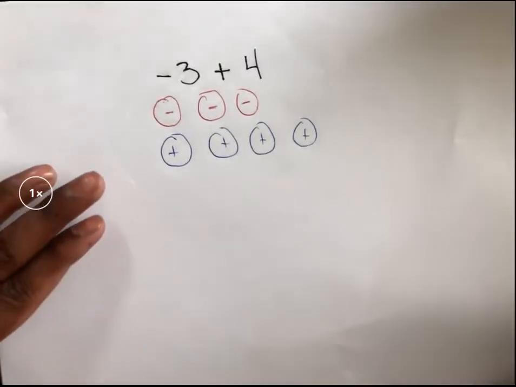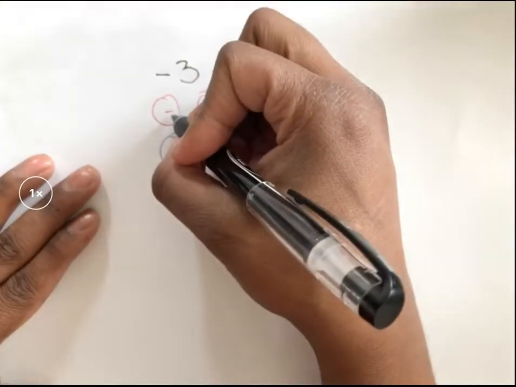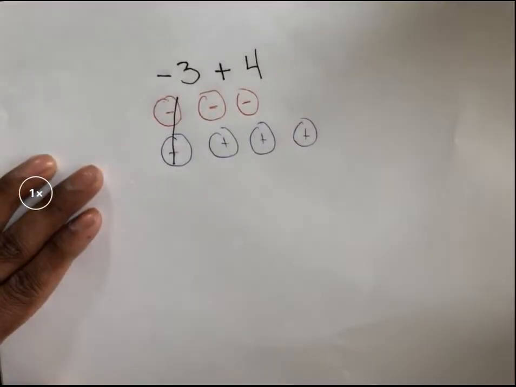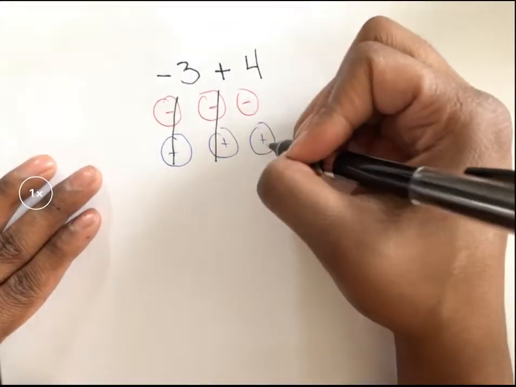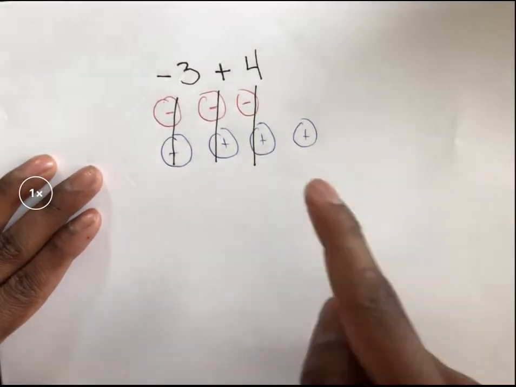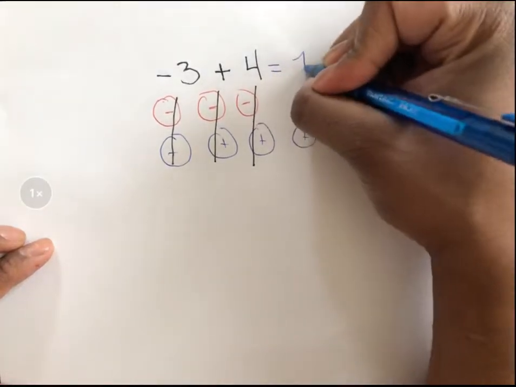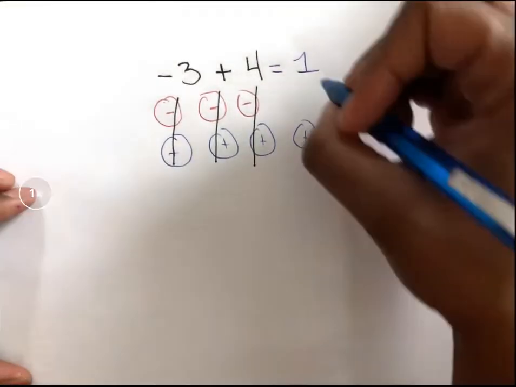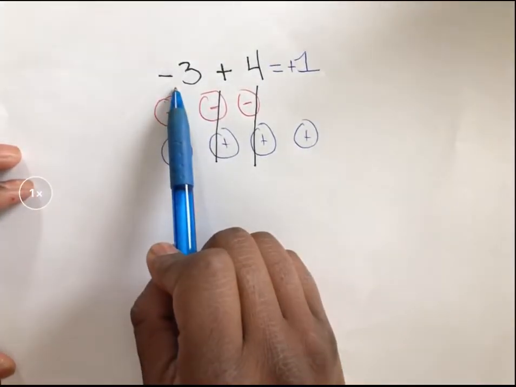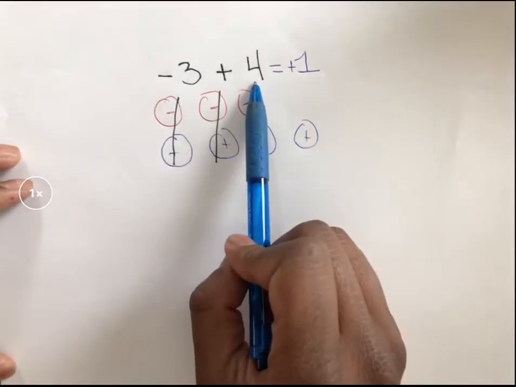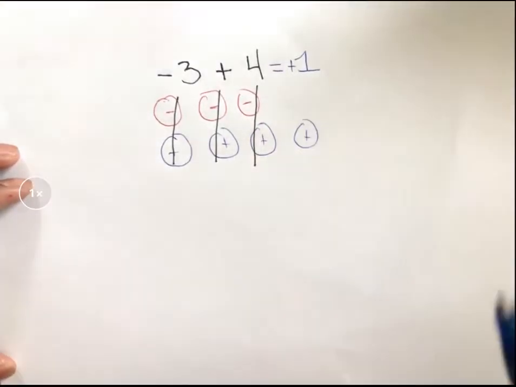Now, if you remember our key point, we said that anytime we have a negative and a positive, they cancel each other out. So this negative and this positive cancel each other out. This negative and this positive cancel each other out. This negative and this positive cancel each other out. And what I'm left with is 1 circle that's positive. So my answer is +1, which makes sense if we think about this in context. If I owe somebody $3 and I have $4, I can pay them the $3 that I owe them and have $1 extra. So I have $1 that I have.